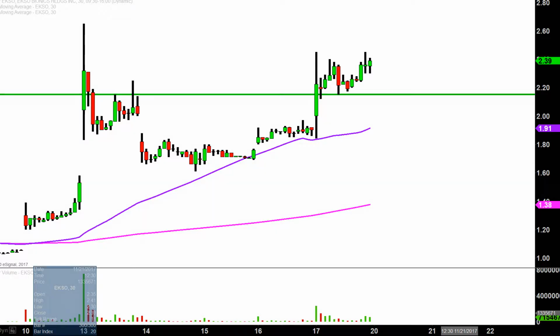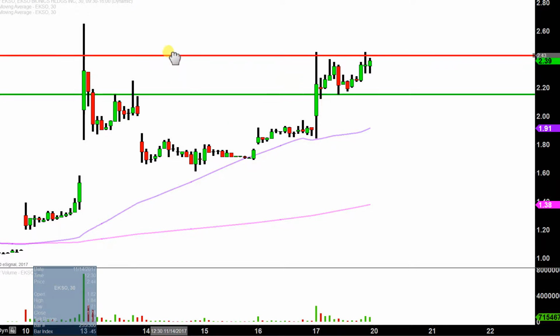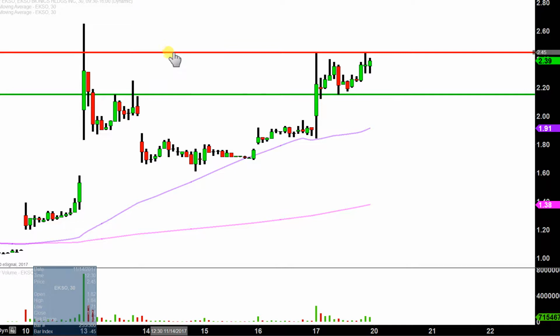Now, what about areas of resistance? Two main areas right now. The first one was established today, right up there at $2.45. You can see on two different occasions the bulls tried to push up through there and couldn't quite do it. So there's clearly some sellers sitting at 2.45.